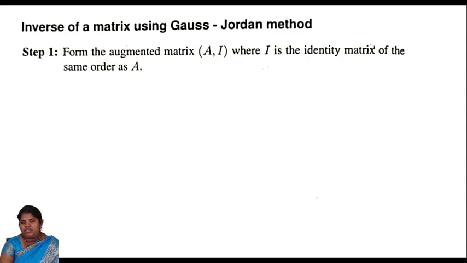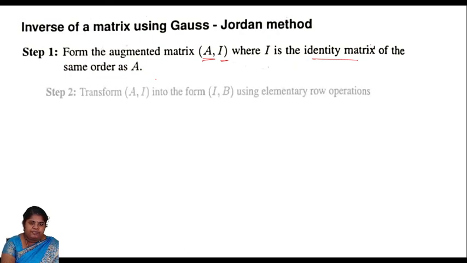Now Gauss-Jordan method is very helpful to find the inverse of a given matrix. Okay, the first step is form the augmented matrix A and I. So we are combining the matrix A and the unit matrix, identity matrix, which is same order as A. If A is order 3 by 3, then I should be of order 3 by 3. If A is of order 2 by 2, I should be of order 2 by 2.